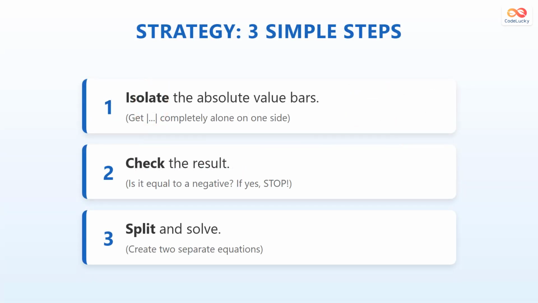Our strategy has 3 logical steps. First, isolate. Treat the absolute value bars like a single variable. Move everything else to the other side. Second, check. If the absolute value equals a negative number, stop there. It is impossible. Third, split. Once isolated and checked, you create your 2 separate equations to solve.